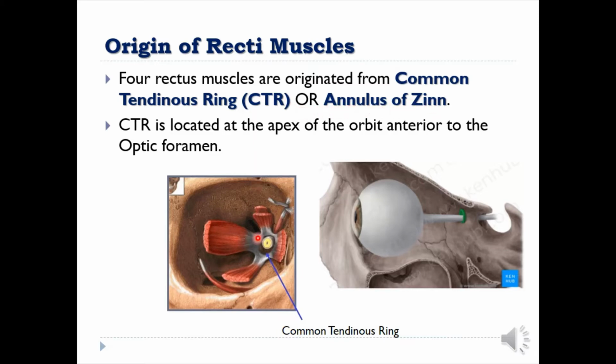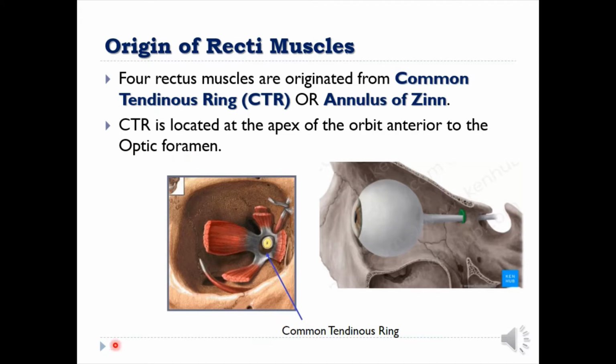So these muscles are originating from the common tendinous ring. You can see here, this will be the common tendinous ring. All those rectus muscles, I'm not talking about oblique muscles, the four rectus muscles, that is the superior rectus, inferior rectus, medial rectus and lateral rectus, are originating from the common tendinous ring. So now, where is this CTR or common tendinous ring located? At the apex of the orbit, anterior to the optic foramen.